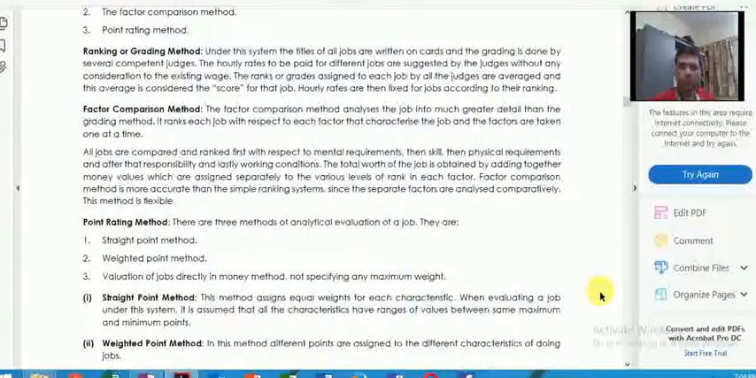That is nothing but the meaning of ranking or grading methods. Giving grades as per the job title is the meaning of ranking or grading method. Next is the factor comparison method.